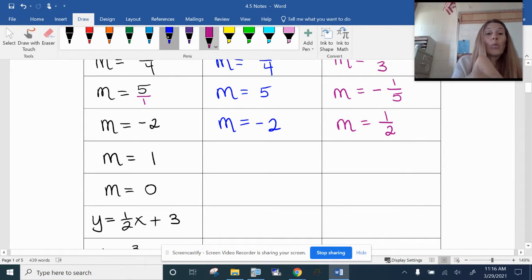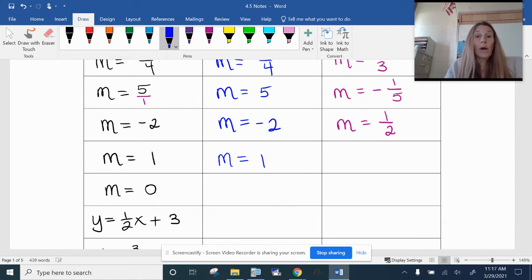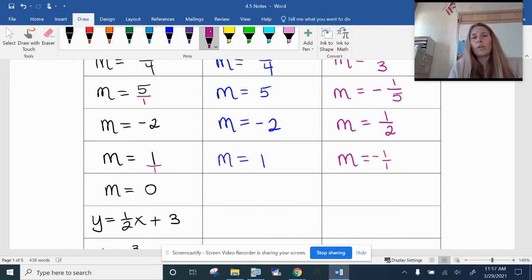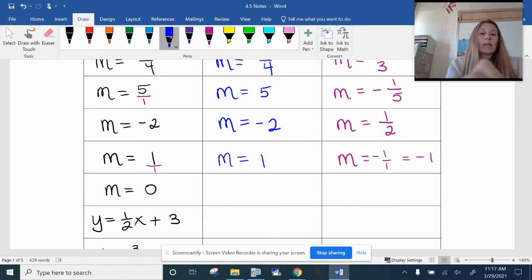Now, if I have a 1, of course, the parallel line would also have a slope of 1 because it's going to have the same slope if they're parallel. But my perpendicular line this time is going to be negative 1. And the reason why is because this 1 is really over a 1, right? So I would have negative 1 over 1. But when you write the reciprocal of 1 over 1, it's still just the same thing. So it would just simplify to a negative 1. All right, let's take a look at the next one.